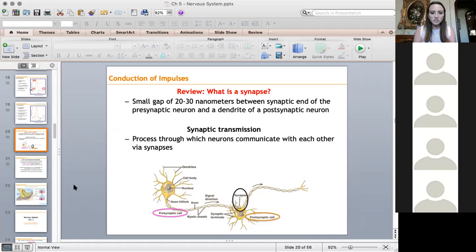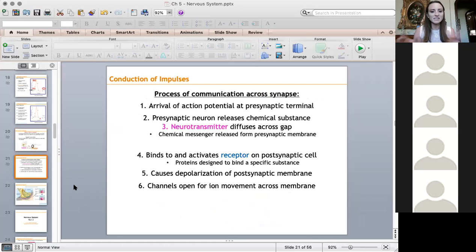So what you want to understand, synaptic transmission is just the communication of neurons. The synapse is the gap. And so we're going to talk about how that process happens basically when two neurons are connected together. So you want to think, okay, we just had the action potential. The action potential was sent down the neuron.